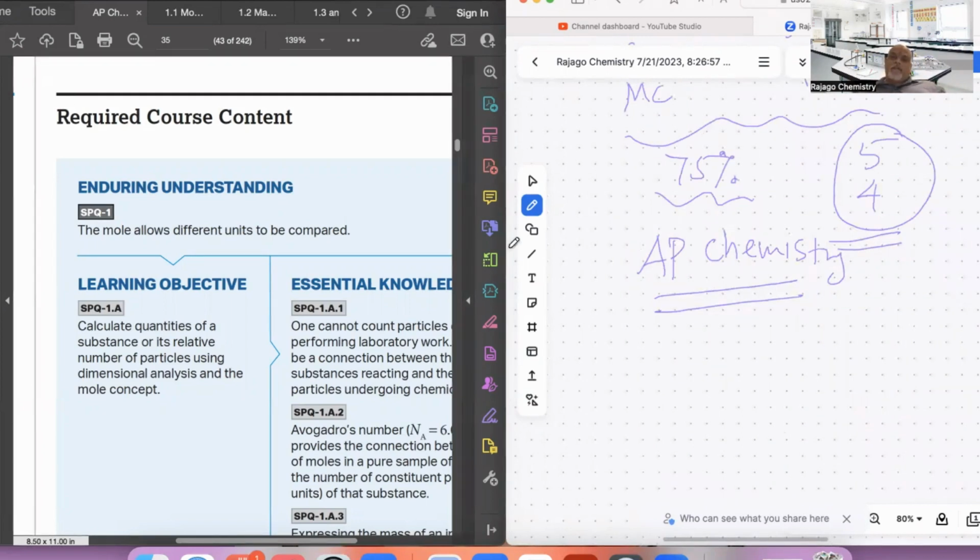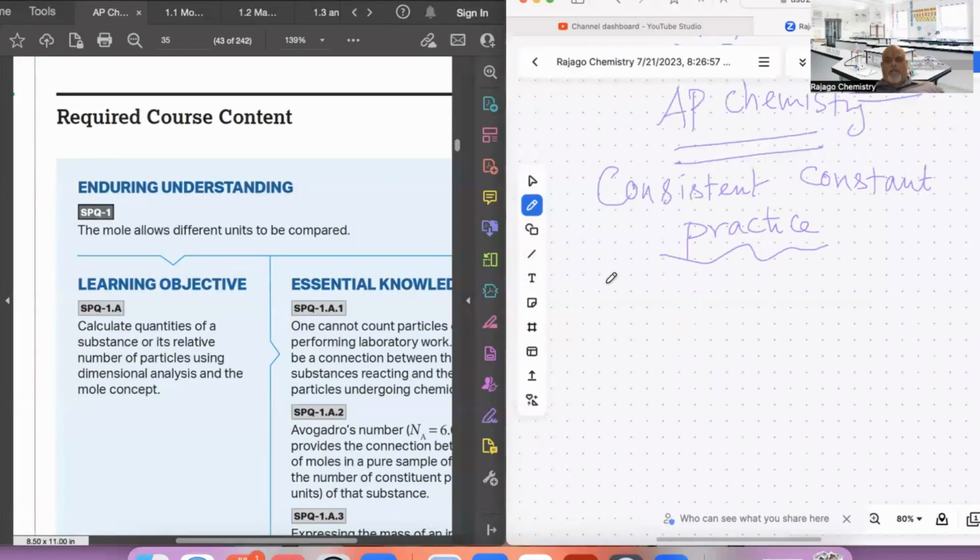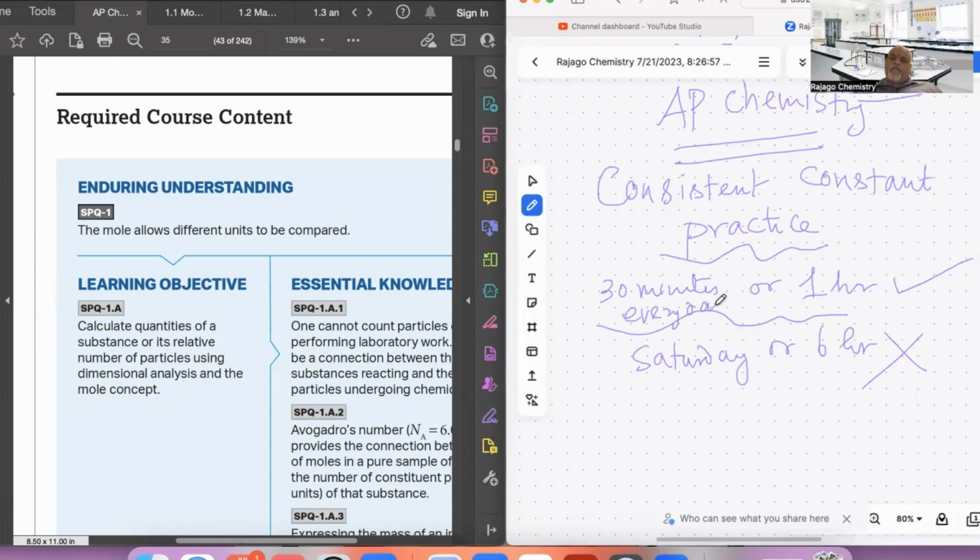So the winning formula is always constant practice. I always tell my students, don't study only over the weekend. You have to study every day, 30 minutes or 1 hour. That is more beneficial than sitting on one Saturday and studying in a crash for 6 hours. This is the wrong formula. This is the correct formula. Every day a little bit will be more beneficial than crashing on a single day. You cannot play football on a single day for 6 hours. That is not good for you. If you play 1 hour every day, that is going to make you a champion. So work on these thoughts.